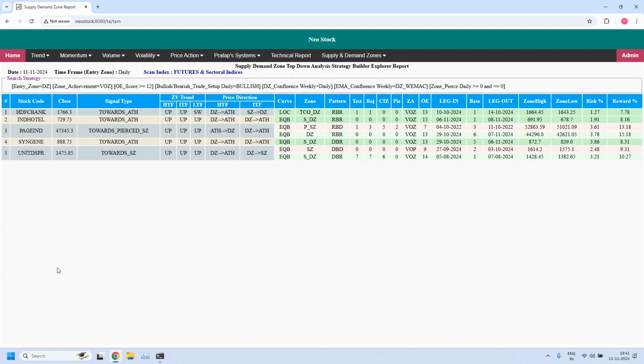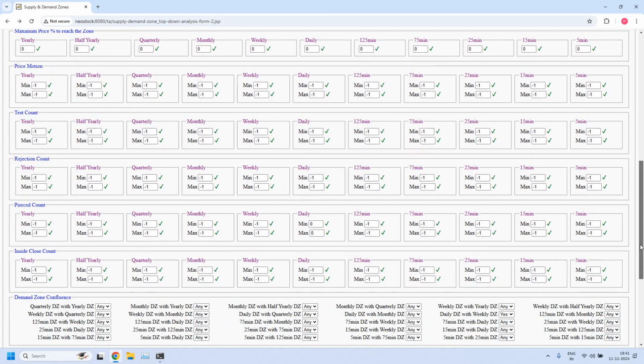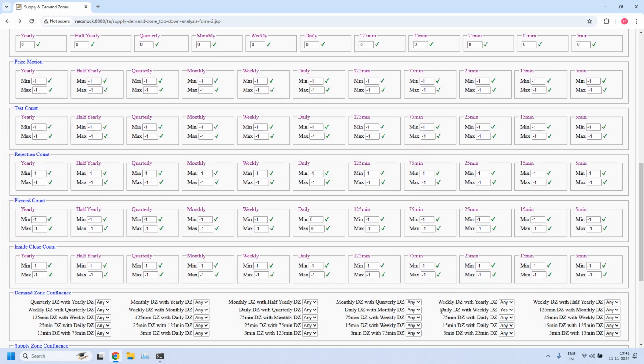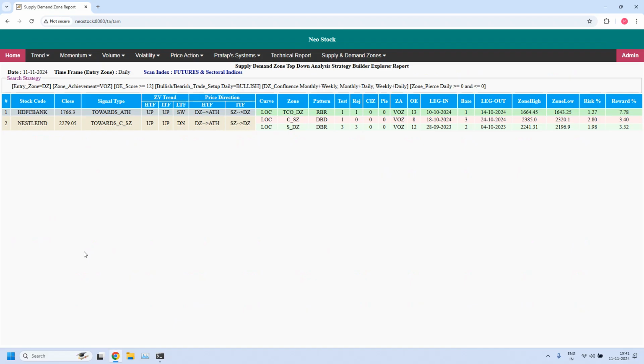Okay, next let us filter based on LTF, ITF and HTF demand zone confluence. I have to remove EMA filter. With all the 3 demand zone confluence, 3 filters we should set. One is already enabled, daily with weekly. Next, daily demand zone with monthly demand zone confluence. Weekly demand zone with monthly demand zone confluence with all the 3 filters. LTF, ITF, HTF confluence. We got 2 stocks.